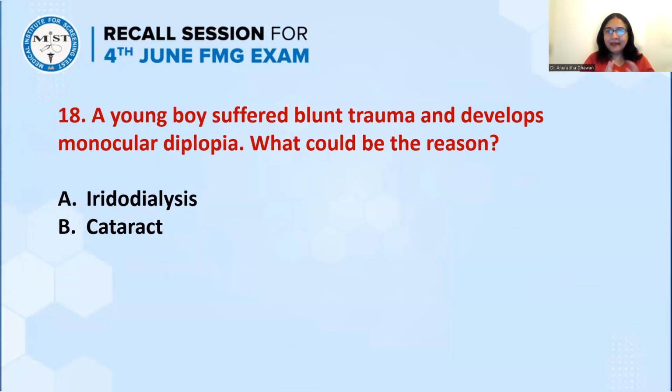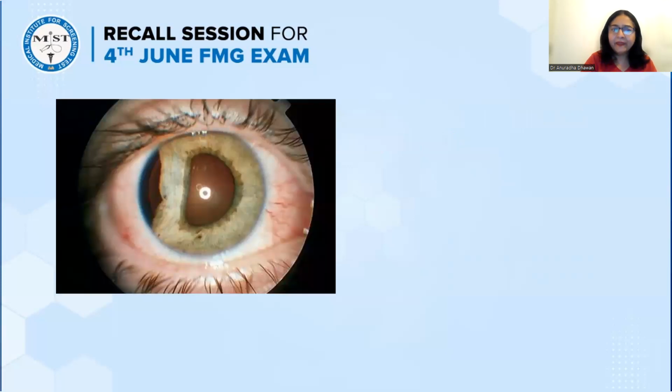Then most likely the last question which was asked as far as ophthalmology was concerned, again was related to trauma. And I hope the question was like this, that a young boy suffered blunt trauma and develops monocular diplopia. So the question was related to development of monocular diplopia after blunt trauma. What could be the reason? So this is an incomplete question, whatever we could get from the recall. If it was a monocular diplopia after blunt trauma, then most likely it is due to iridodialysis.